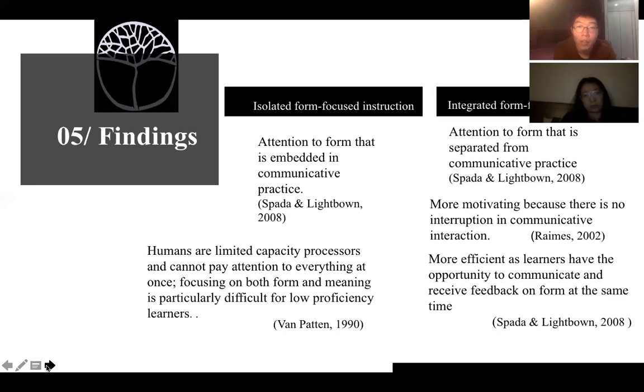On the other hand, arguments in support of integrated FFI include the claim that it is more efficient. That is, when learners have the opportunity to communicate and receive feedback on form at the same time, students get 2 for 1. It has also been argued that integrated FFI is more motivating than isolated FFI because immediate help is available to learners precisely when it is needed.